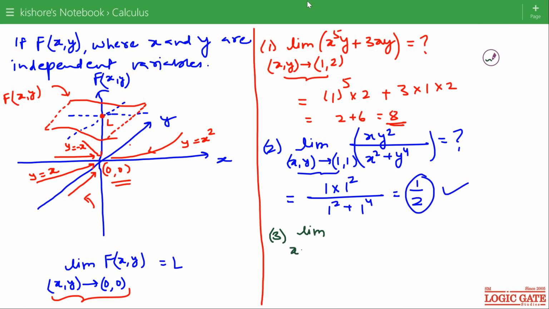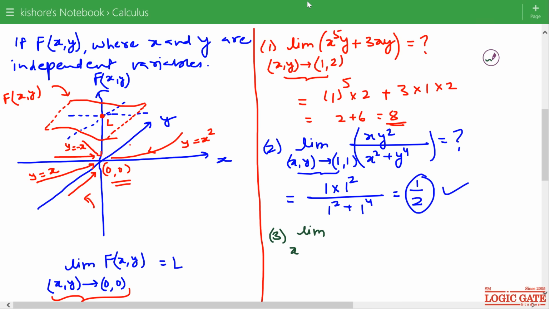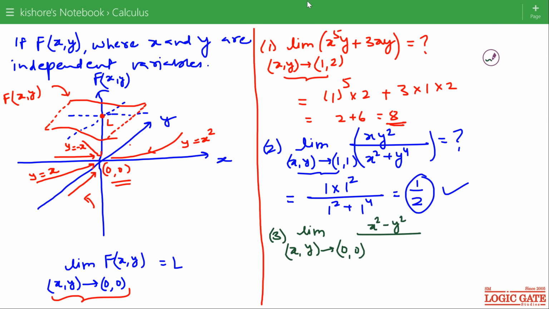X and y, sorry, x and y are approaching 0, 0, and the function is x square minus y square divided by xy. We have to find out the limit of this function.